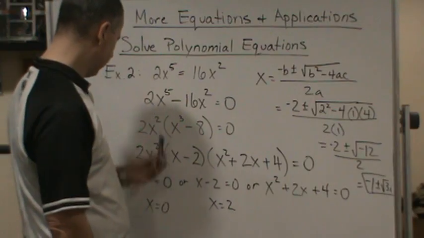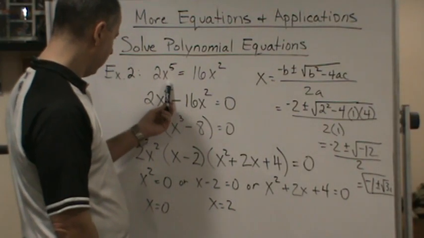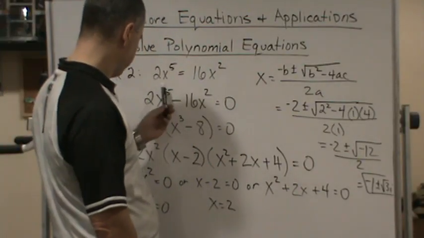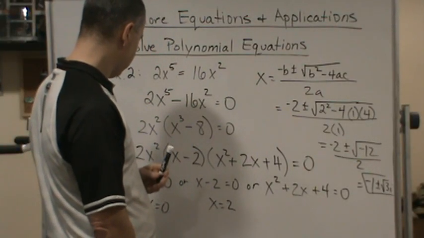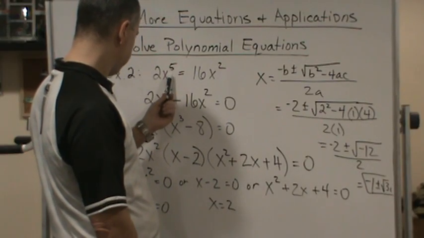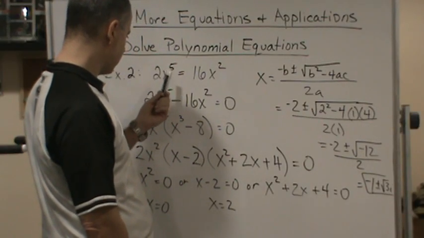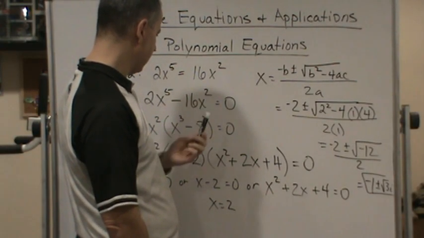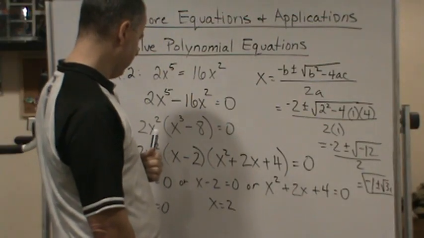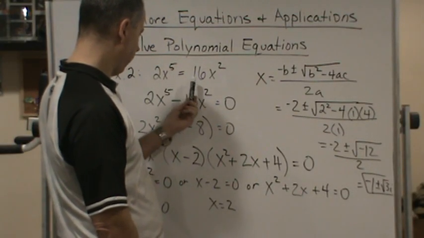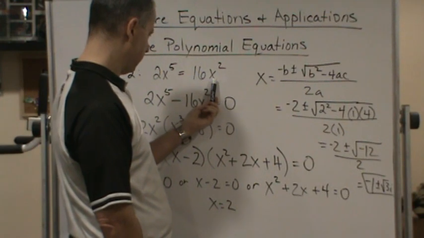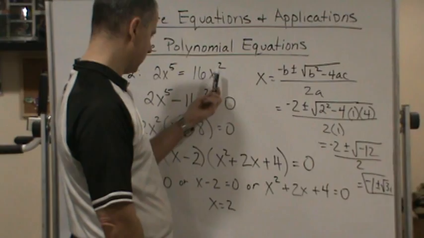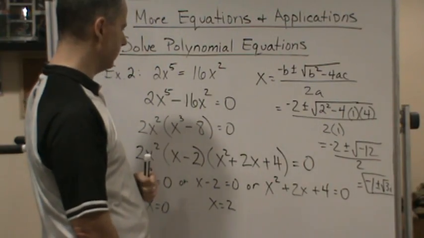And again, if you plug in the value 0, you get 0 equals 0, which is true. If you plug in 2, you get 2 to the 5th, right? 2 to the 5th times 2 is the same as 2 to the 6th. Over here, 16 is 2 to the 4th, right? And if you plug in 2 here, you get 2 to the 2nd, and 2 to the 4th times 2 to the 2nd is 2 to the 6th. So you get the same thing on both sides.